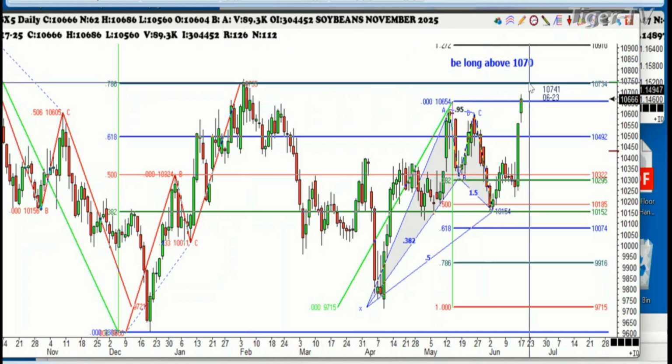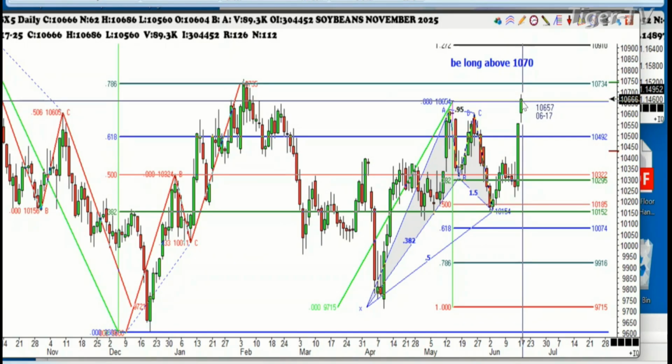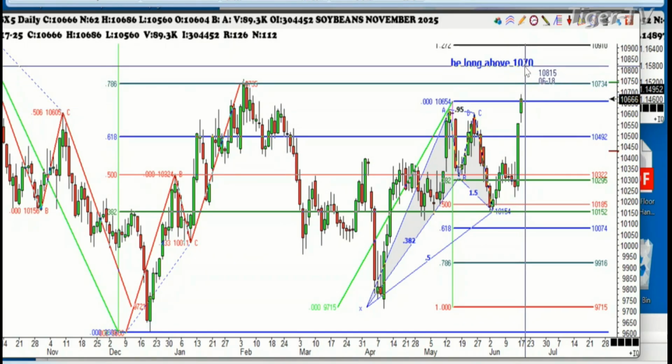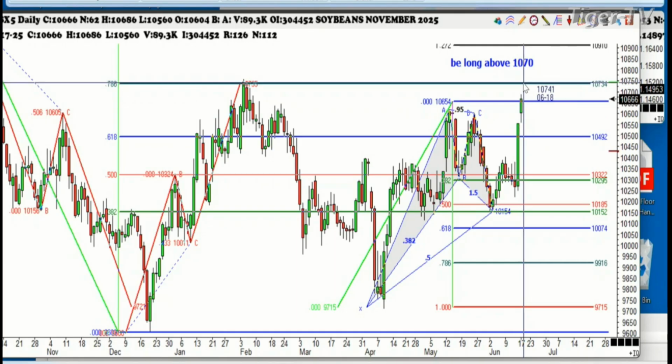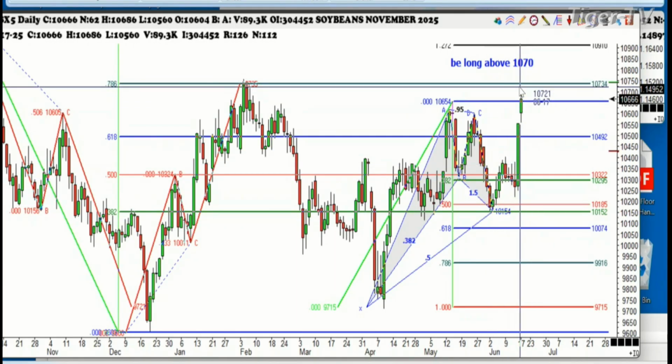Then I'm going to add more right on the close, and then I'll put my stop at whatever the low of the day was today. So if it closes above there, I'm not going to risk more than 15 cents at any particular time, because I've already made 40 cents. Why am I going to risk very much?